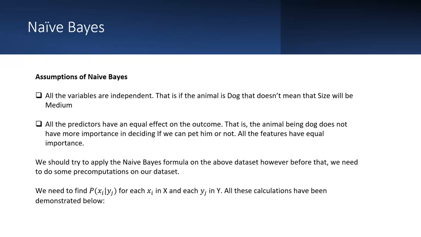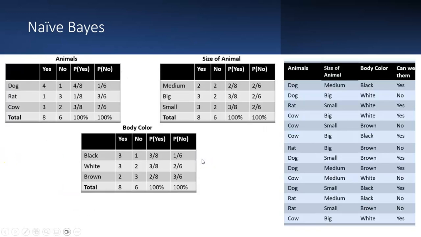And we are trying to apply the Naïve Bayes formula on the given data set. However, before that we need to do some pre-computation on our data set. So we need to find this for each xi in x and each y in y. All these calculations have been demonstrated below. These are the different features we have: animal, animal size, and animal color. So these are the three features, and based on them we classify yes or no.